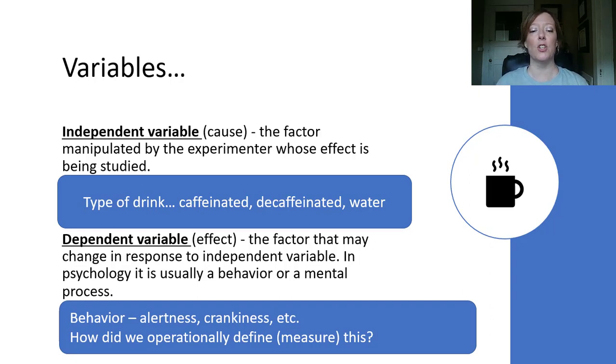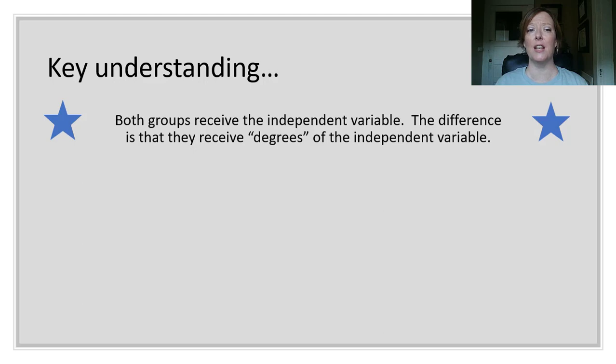How did we operationally define this? If you think back to when we were talking about happiness, however we decided that we were going to measure the dependent variable, that's what we're actually looking at as an effect of the independent variable. Our key understanding here is both groups receive the independent variable. The difference is that they receive degrees.